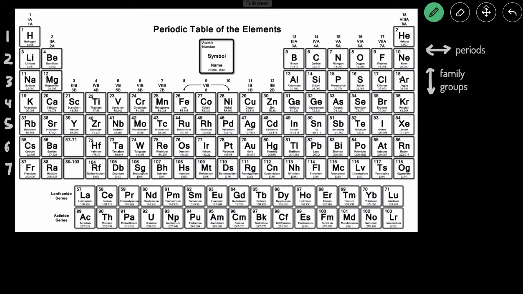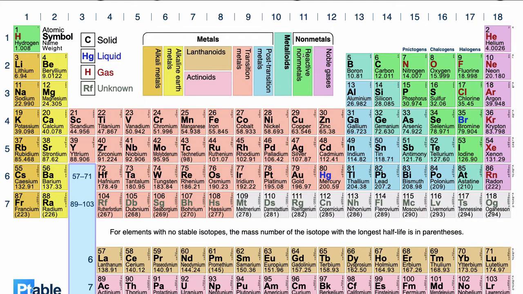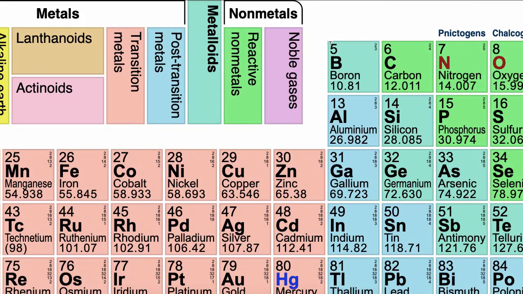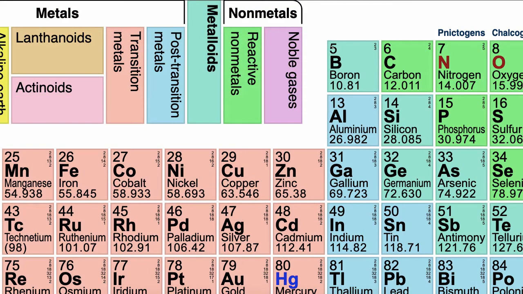Next, let's talk about what the symbols and the numbers are, and what they mean. Let's switch over to the colorful periodic table here. So let's focus on boron. Boron, you see there's the number 5 right here, and then there's the 10.81.